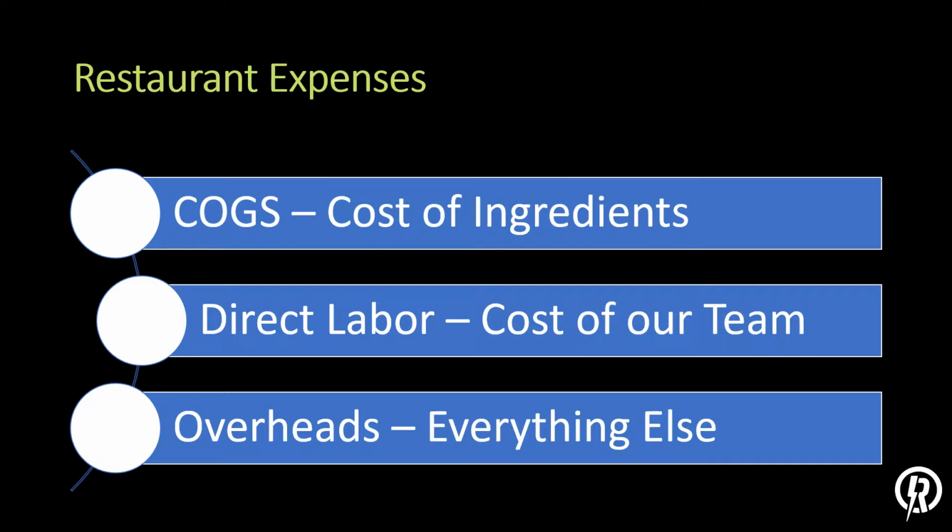We're moving forward with our open book training, and this week we're going to look at two of our other three categories of expenses, our final two categories, direct labor and overheads. So as we talked about in previous modules, we've got three different kinds of expenses in our restaurant. First, we've got cost of goods sold. Remember, cost of goods sold is the cost of all of our ingredients, okay?